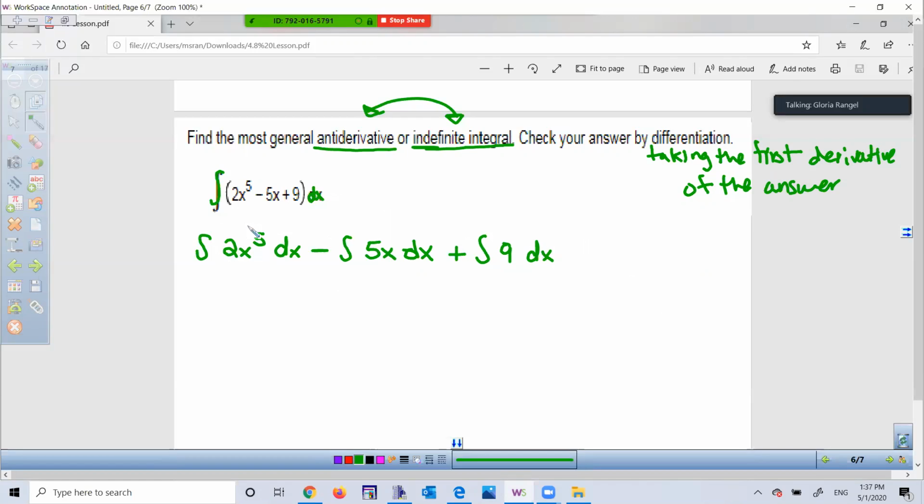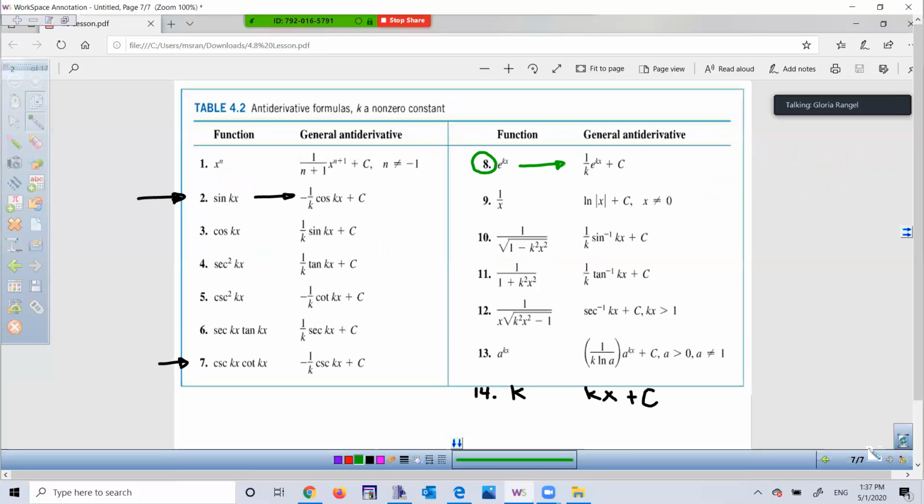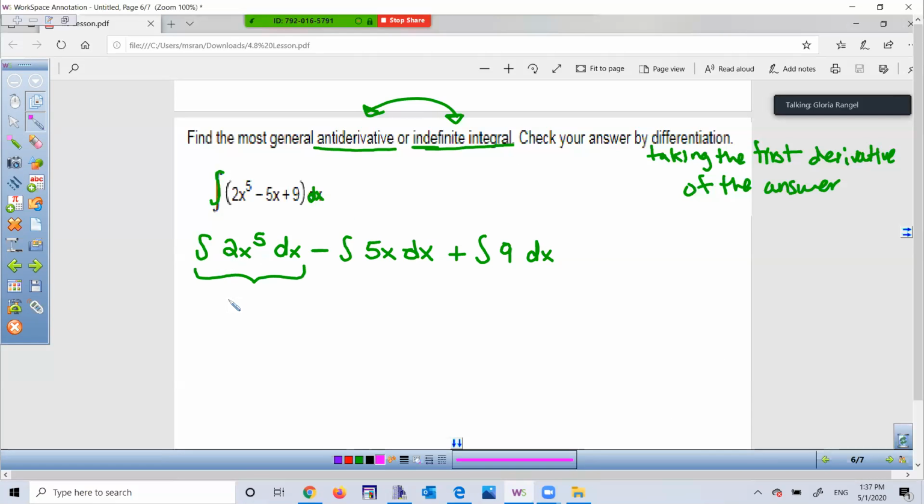So I'm going to look for which formula, from the formulas that I was using, I could use to find the antiderivative for this first part: 2x to the fifth power. This looks like I could use the power rule. So if I go here, I have 2x to the fifth power. The 2 that is multiplying the x, what are you going to do with this 2? Nothing. You're just going to bring it down, 2 times whatever the formula is for x to the fifth power.